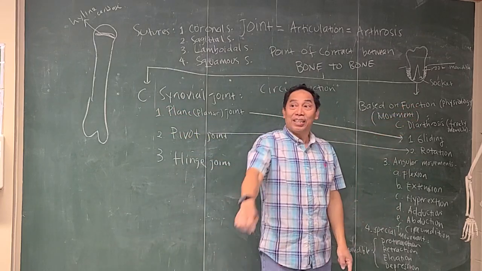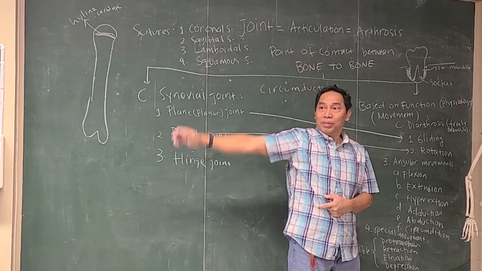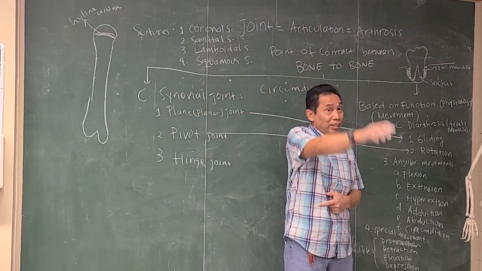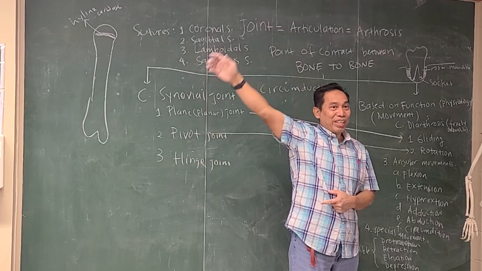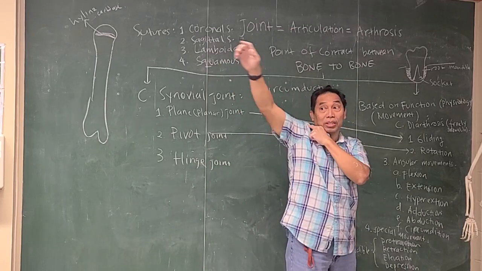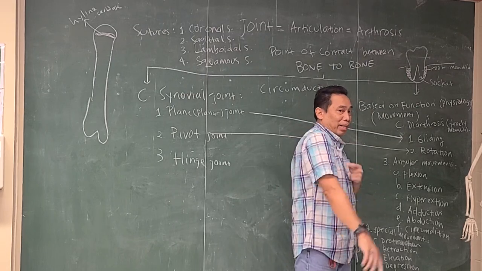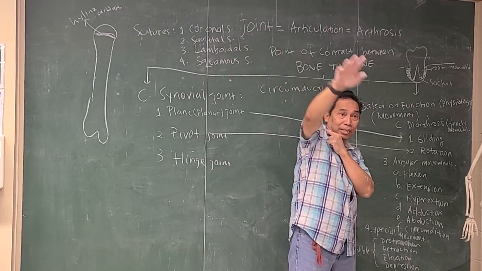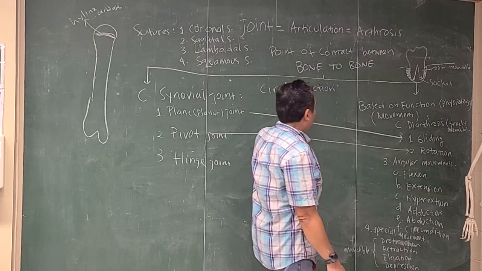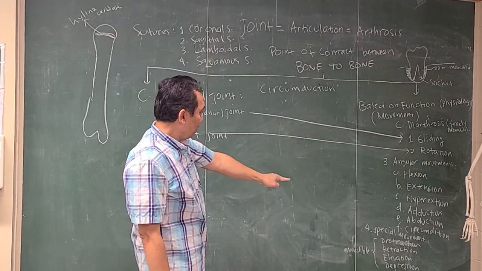Circumduction, this is here. The cone movement. This is not rotation. Remember, this is not rotation. Rotation is actually when it is straight. It's not straight. Yeah, that's rotation. But if you still have a cone like this, that's circumduction. Are you with me? So that's the name of the movement.